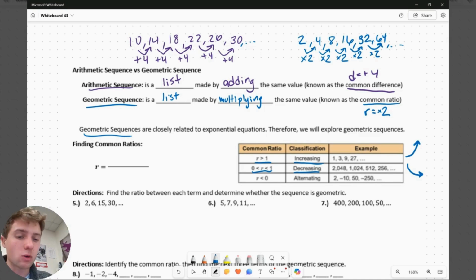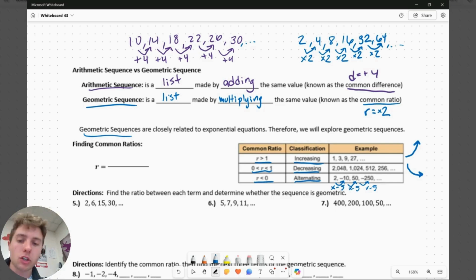We can also have sequences. This is where it's a little bit different than an exponential. We can also have sequences that have r being negative. R is less than 0. And what that would mean is every time you multiply by some negative, the sign would end up changing. Okay?